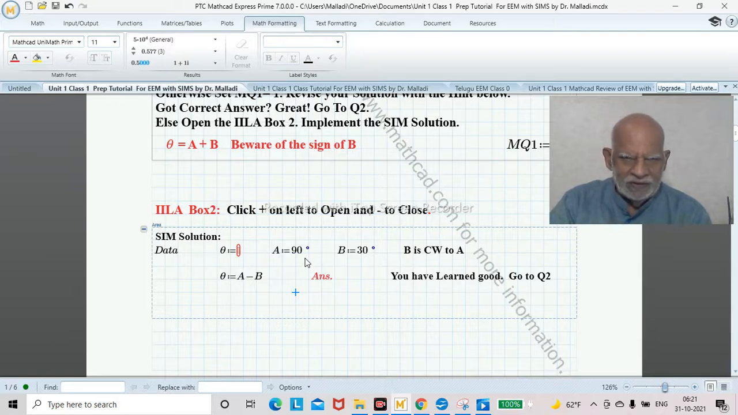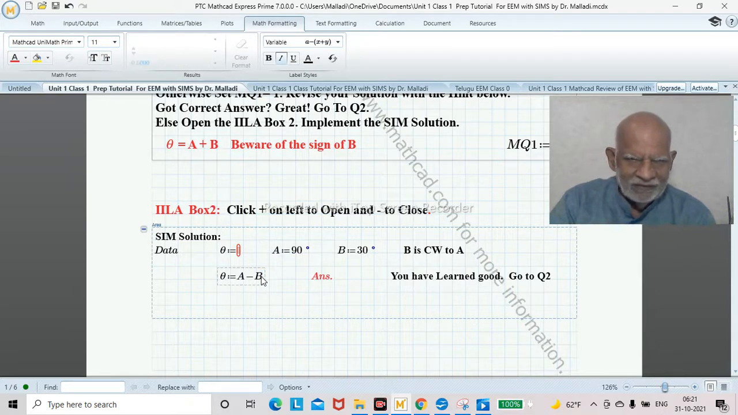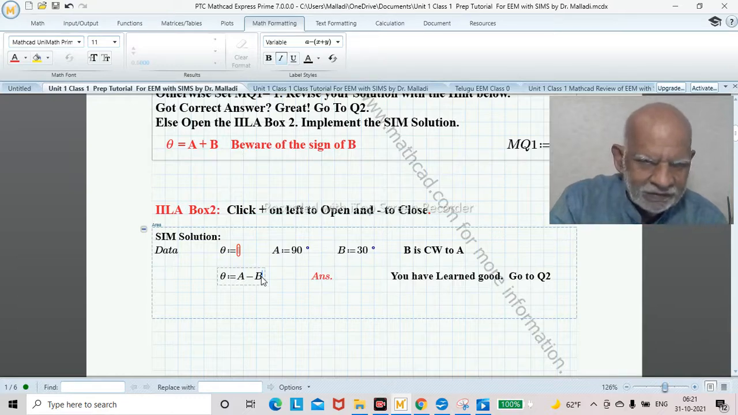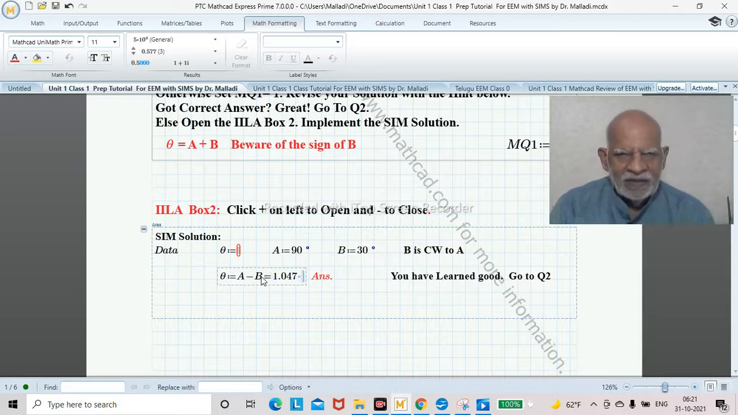I don't have to put degrees. Degrees are put here. So then let us see what happens when I make it equal to 0. What is the answer? The answer is 1.047. So the answer is in radians.